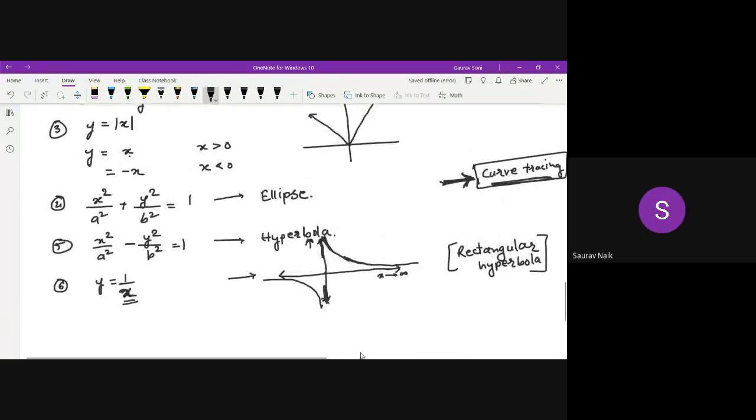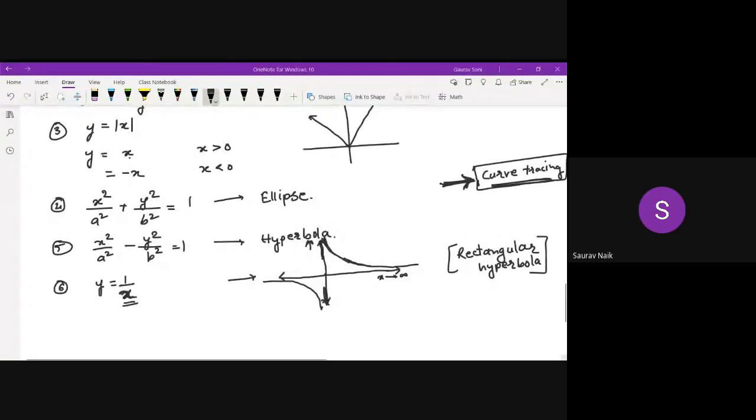Sir, we just need to see the first lecture of curve tracing, right? Yes, in the playlist of integral calculus. Okay.